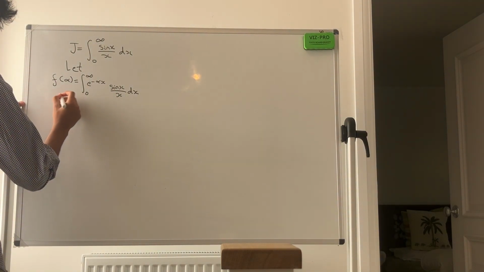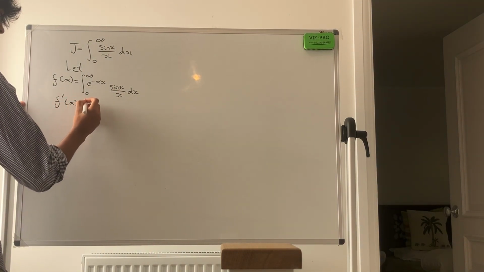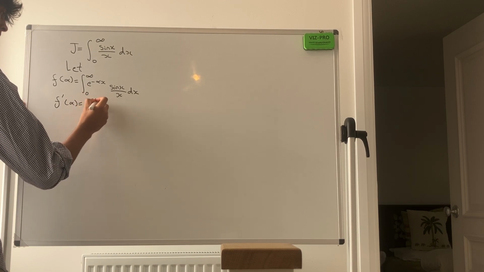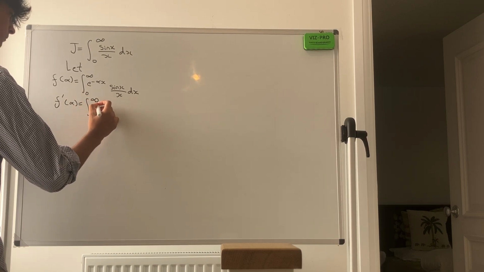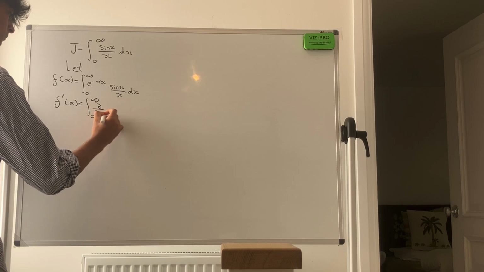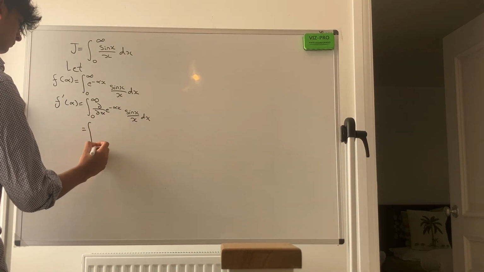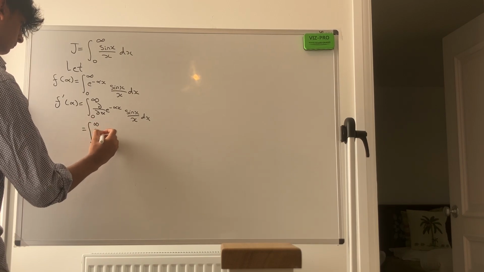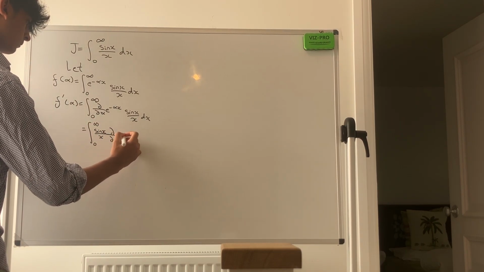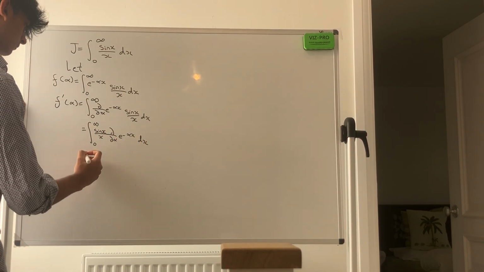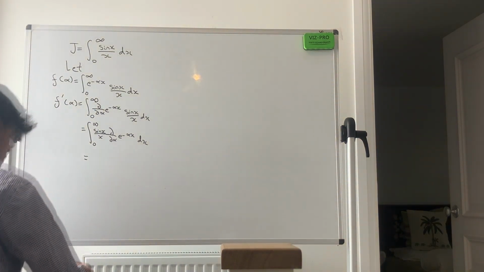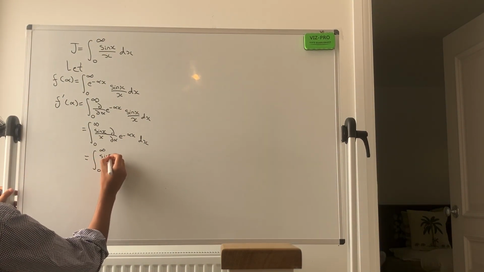Here I'm defining f of alpha as e to the negative alpha x times the original function. I then differentiate it with respect to alpha, not x. I differentiate it with respect to alpha, because now, upon differentiation, I will get negative x times e to the negative alpha x multiplied by sine of x over x. And then the x's will cancel out, giving us a much easier integral to deal with.